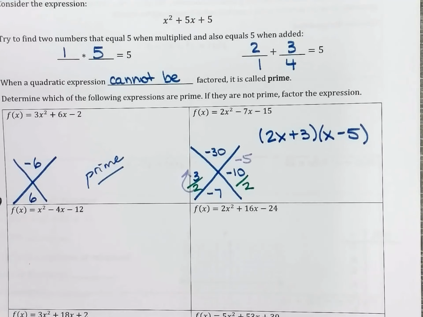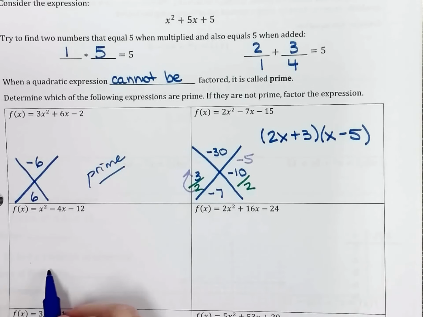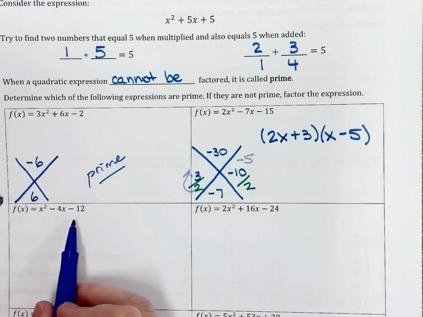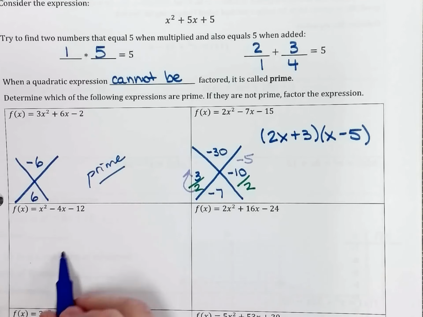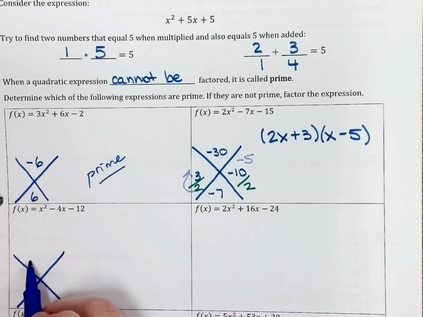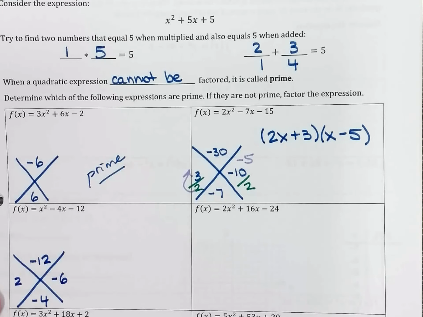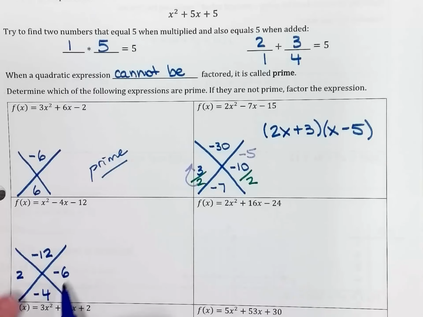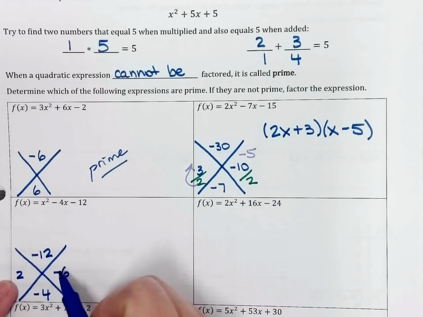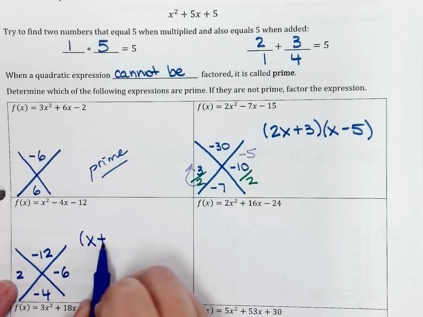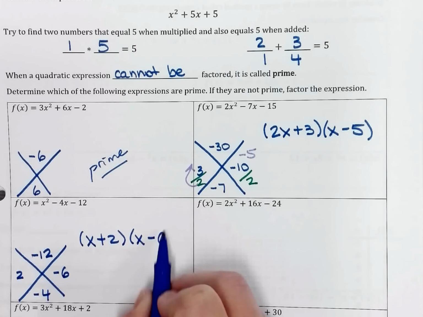Now the second one I have, I need to find two numbers that multiply to negative 12, and the same two numbers add up to negative 4. Well, I can do this mentally, but if you want to do that, you can. So negative 12, and then I have negative 4 right there. Well, 2 times negative 6 will give me negative 12. And then when you add them up, you get negative 4. Perfect. So the leading coefficient is 1. I don't have to divide. So x plus 2 and then x minus 6.